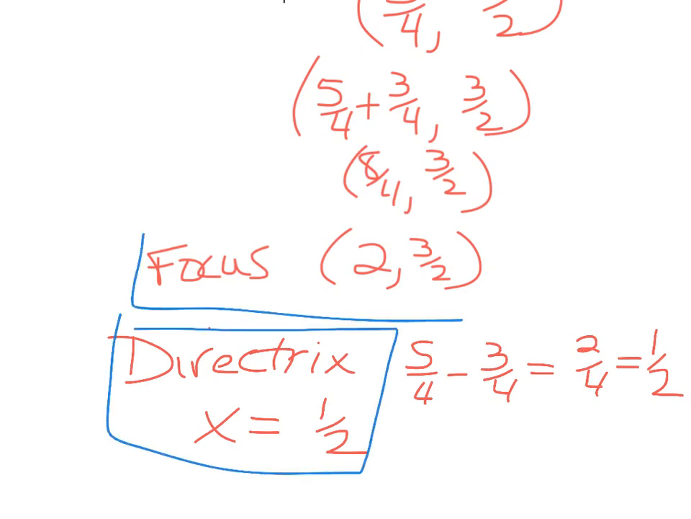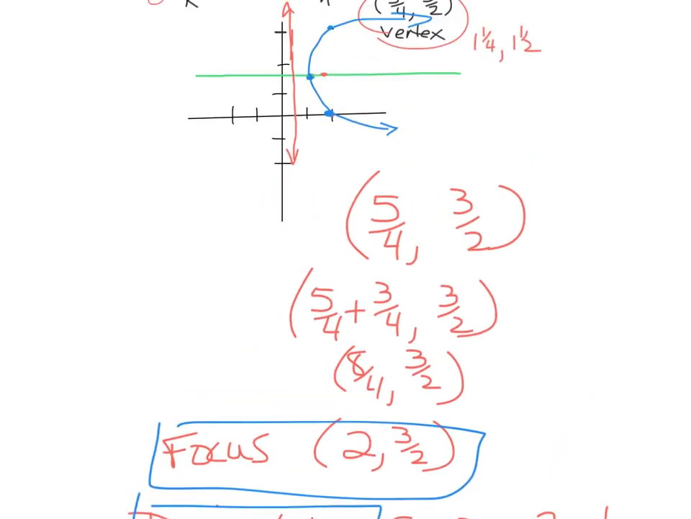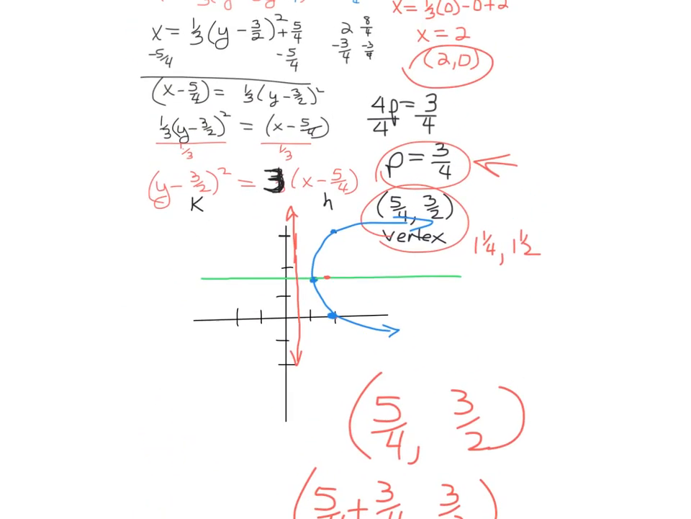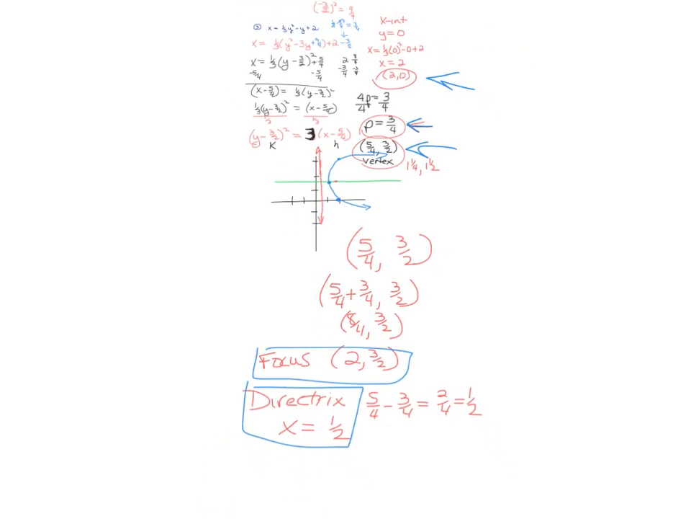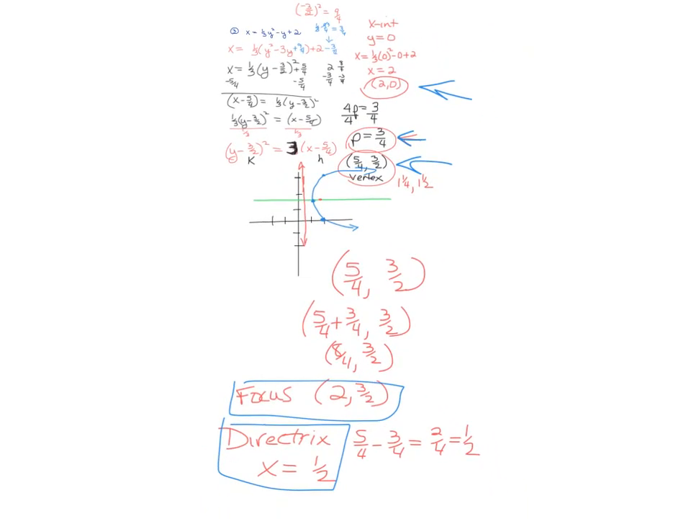So we found the directrix, the focus, we graphed it, we found the vertex, we found the p-value, and we found one additional ordered pair. So be able to do all of this for all of these parabolas.